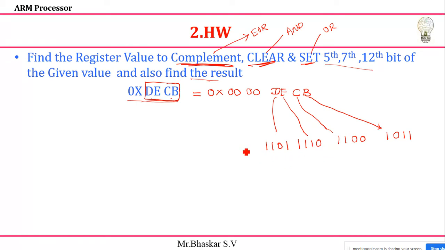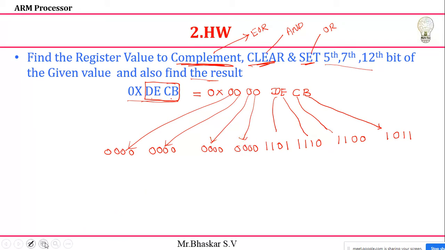Next, this is 4 bytes, sorry, 2 bytes. Next everything is 0, so I'll write 0 0 0 0. Next it is also 0 0 0 0. Next completely it is 0 0 0 0. Next is 0 0 0 0. So this is for this, and this is for this, and this is for this. Once you write, now the next task is I want to identify the bit.